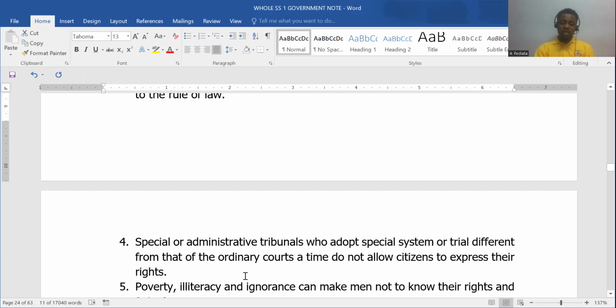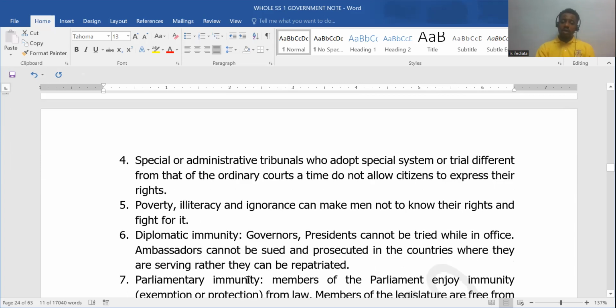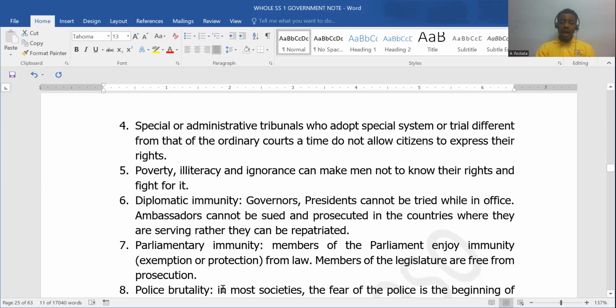So poverty, illiteracy, ignorance can make men not to know their rights. So they can't even seek redress in the court of law. Diplomatic immunity also makes some people above the law. They can't be searched at the airport. You can't search their vehicles. You can't even sue them or arraign them before the courts. Diplomats, like ambassadors, even presidents of some countries as well, they're above the law, right? So I'm going to stop here.